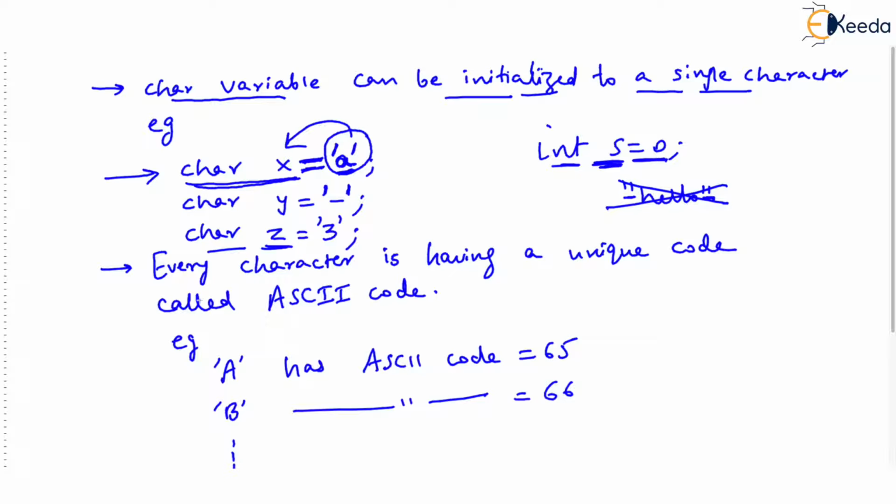Now next thing is that every character has a unique ASCII code. This point is so important, because all our concept of char data type will revolve around this code.